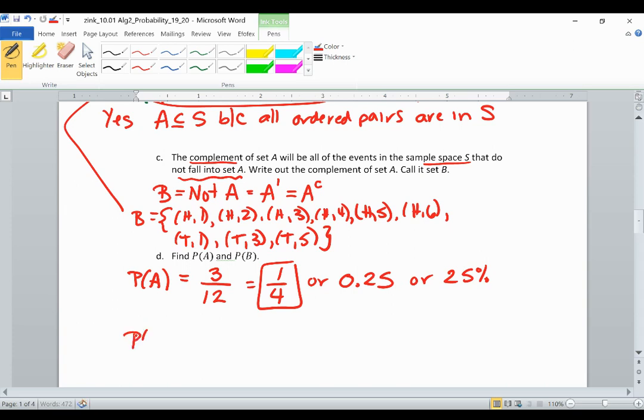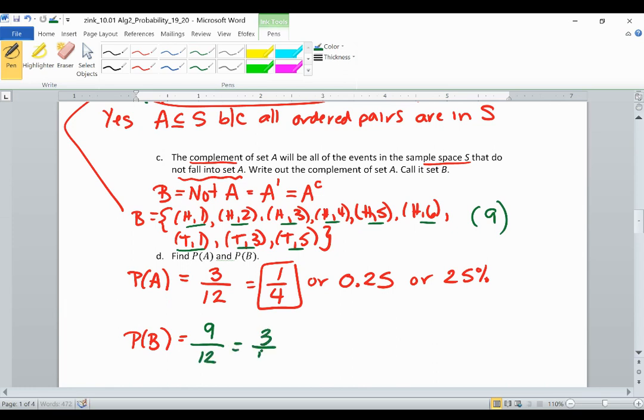Now let's find the probability of B. So how many elements do we have in B? We have 1, 2, 3, 4, 5, 6, 7, 8, 9. So 9 out of how many elements in set S? There's 12.